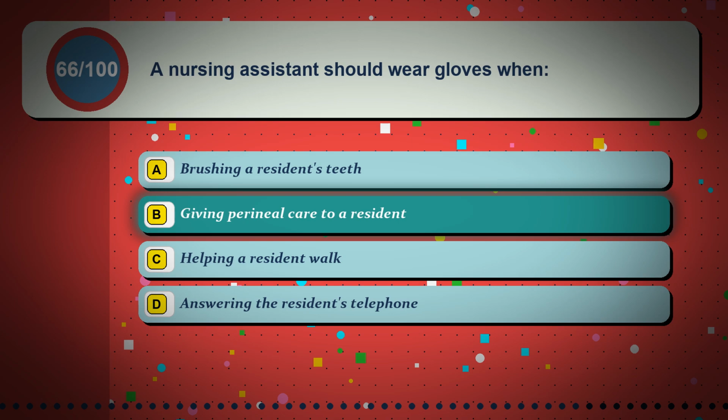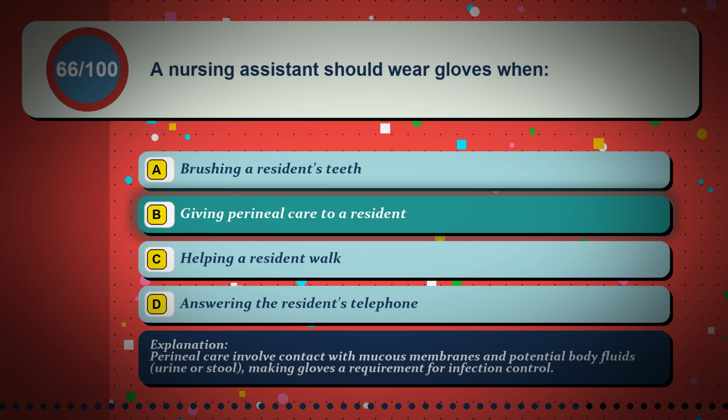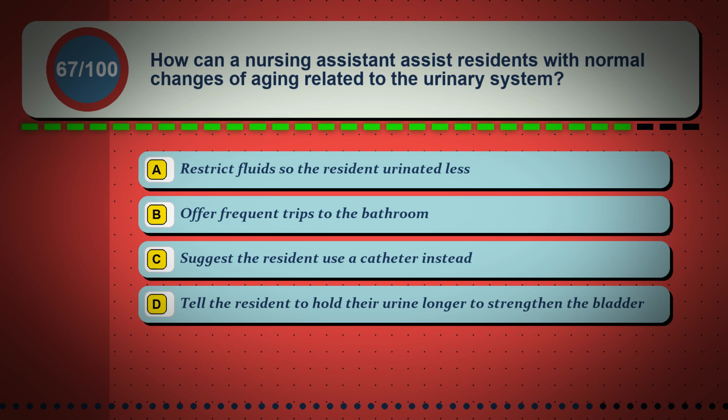The correct answer is option B. Giving perineal care to a resident. Perineal care involves contact with mucous membranes and potential body fluids, urine or stool, making gloves a requirement for infection control. Question 67. How can a nursing assistant assist residents with normal changes of aging related to the urinary system?